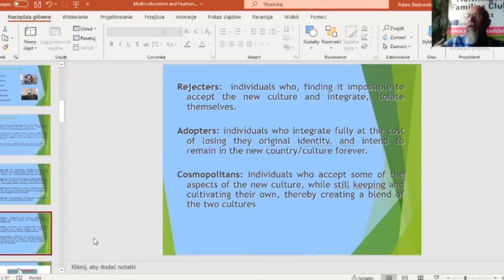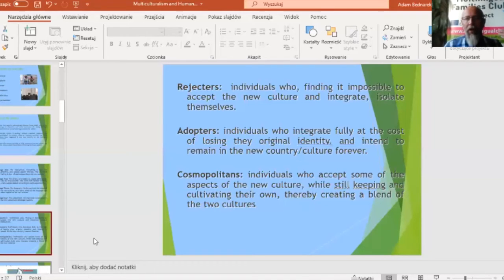Therefore, we cannot then use our rejector approach and instill it into the child. Because the child is going to be an adopter. It's individuals who integrate fully at the cost of losing their original identity and intend to remain in the new country forever. Right? That could be your child.